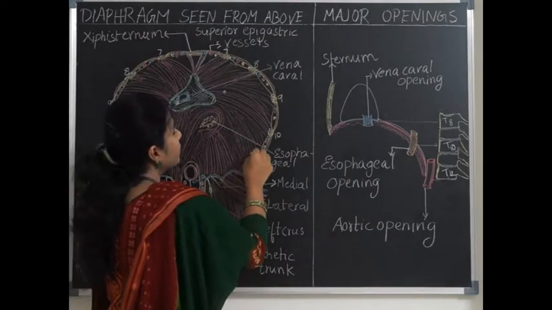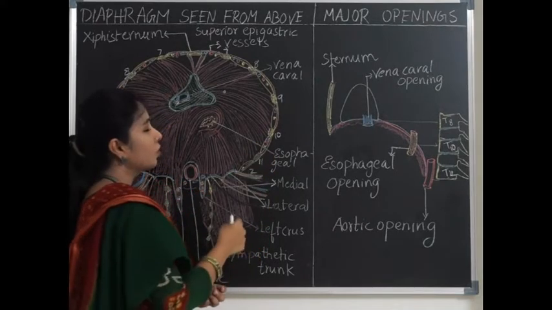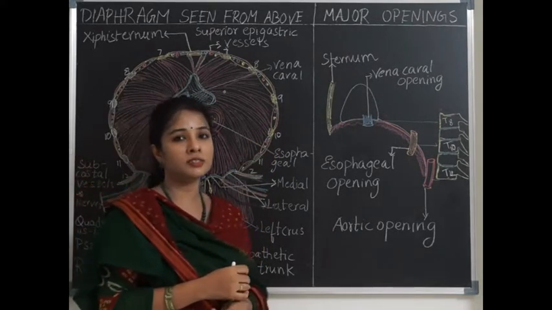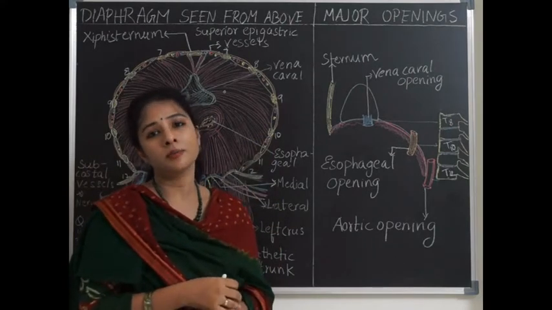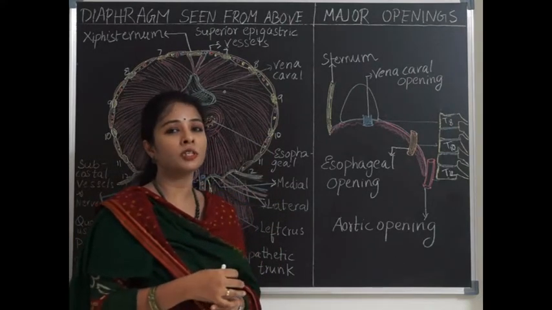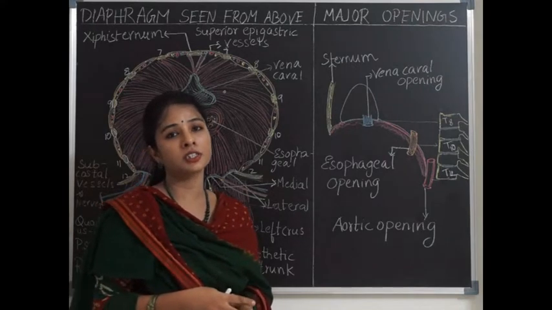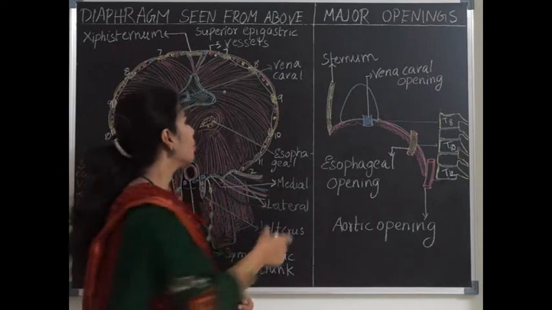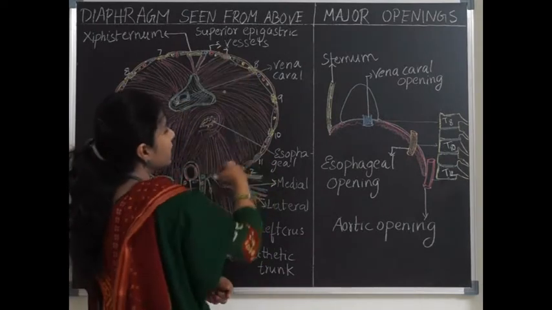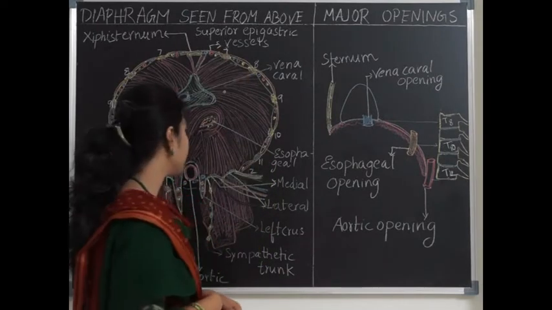All the intercostal vessels and nerves will pass through. The lower 5 to 6 intercostal vessels and nerves will pass between the diaphragm and the transversus abdominis. The transversus abdominis and diaphragm interdigitate with each other. So between the gaps of these two muscles, we see the lower 5 to 6 intercostal nerves and vessels.